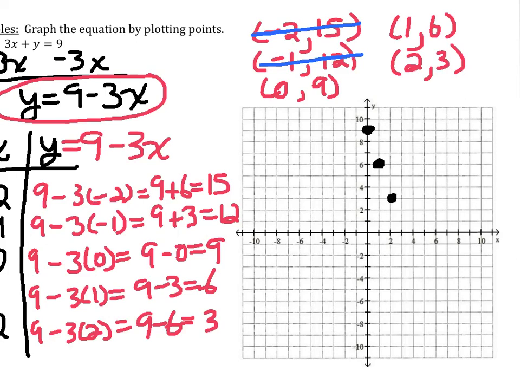All right. Now, any line that you draw, you need at least 2 points. All right. But I have 3 here, so I'm good to go, and I'm going to connect these dots with a straight line. All right, and that is how you graph a linear equation when you're graphing by plotting points.